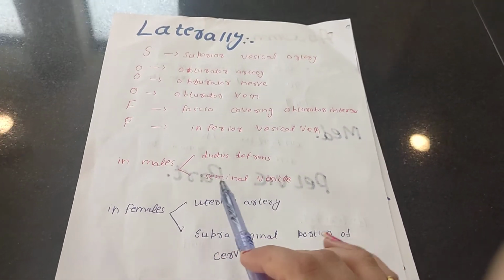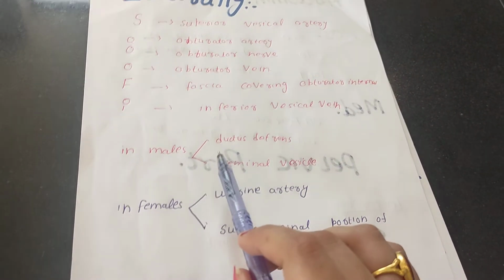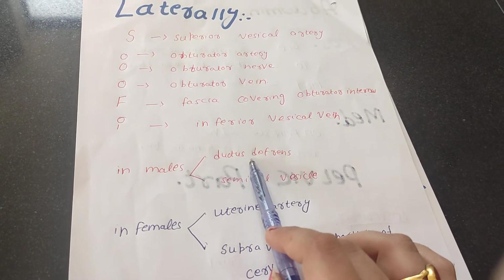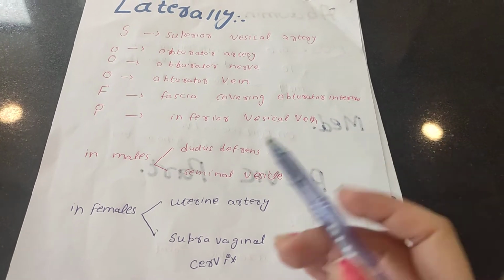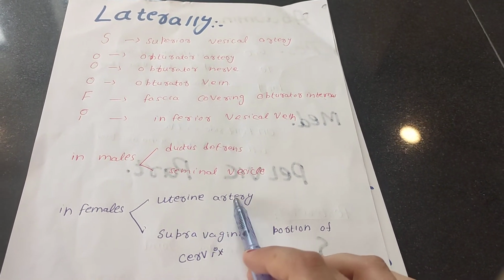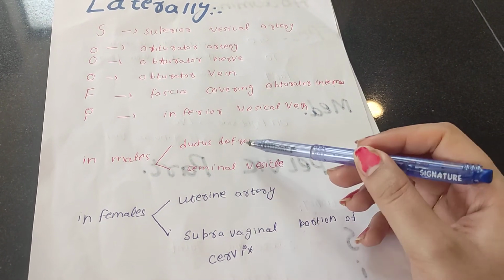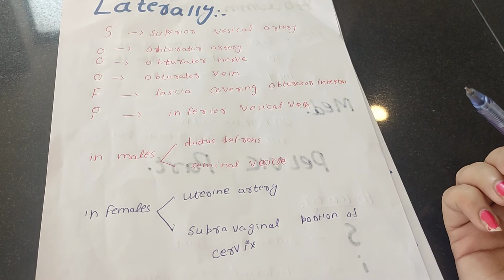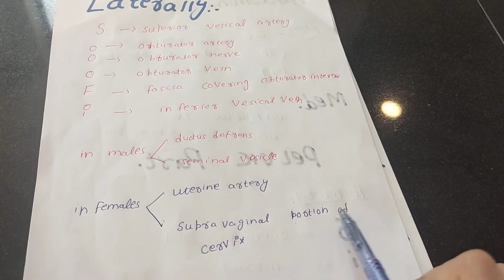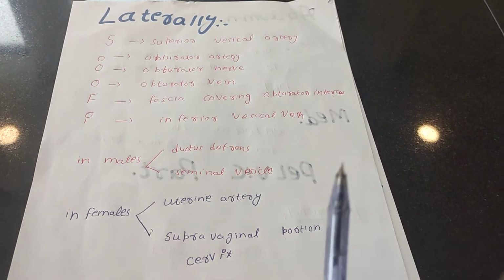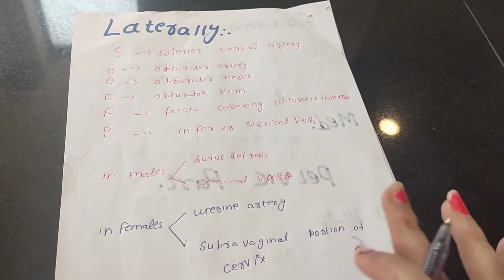Then in males there are some different lateral relations, and in females there are some different lateral relations according to their reproductive structures. In males there will be the ductus deferens and seminal vesicle. Obviously they are not present in females. Females will have the uterine artery and supravaginal portion of the cervix. Again these relations are different due to the different reproductive organs in different genders. So always remember these different relations and do not ignore or forget them. That's it for the ureter relations.